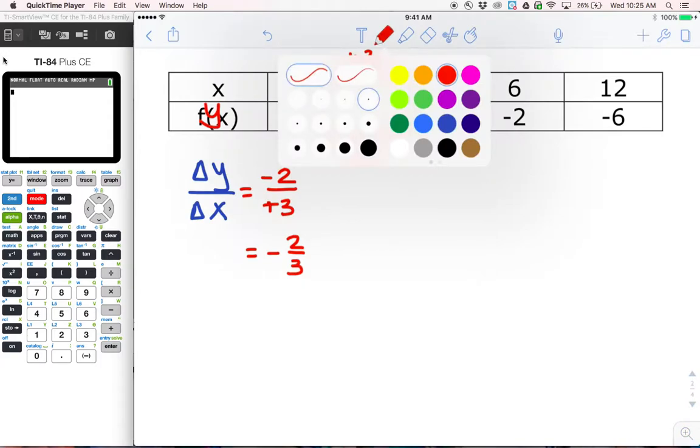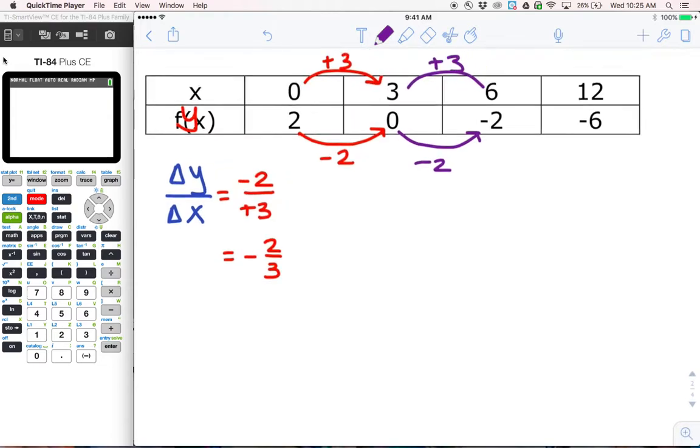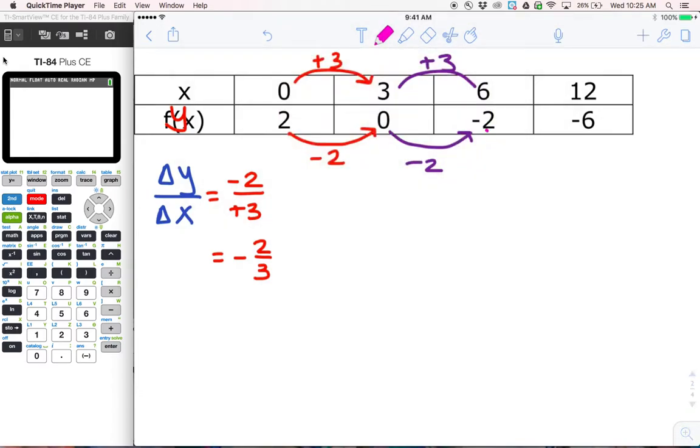Let's look at the next one. We've got 0 to -2. Again, I subtracted 2 on the top, and I added 3. I already did that; that's the same as the first one. And then on the last one here, to get from -2 to -6, I subtract 4. -6 to 12, I have to add 6. So this time, if I looked at change in y over change in x, it would be -4 over 6.